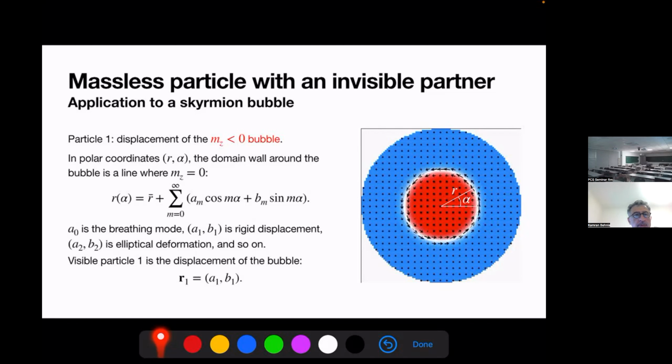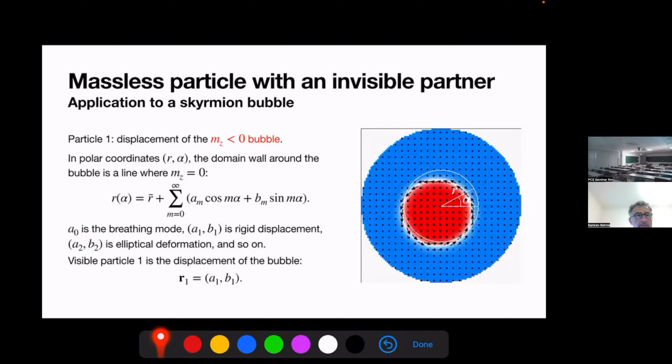So if this domain wall gets deformed, then instead of the same radius r bar in equilibrium, the radius of the domain wall will depend on the direction, and you can expand it in a Fourier series in various harmonics in alpha. And so here you have the motion of our bubble that you've already seen. These coefficients have a very simple meaning.